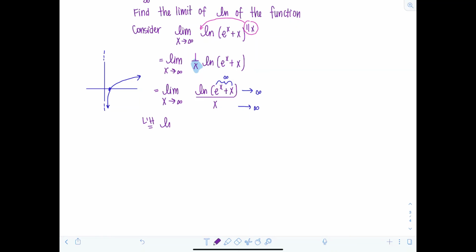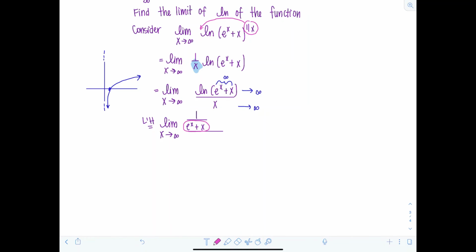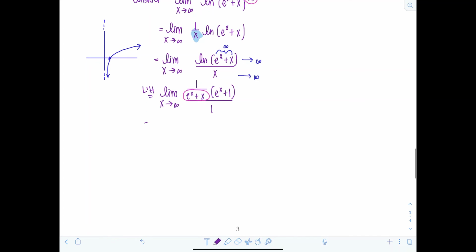And then I'm going to write the limit as x approaches infinity. Now, the derivative of the natural log of e to the x plus x is always 1 over whatever the quantity is there, so 1 over e to the x plus x. And then by the chain rule, I need to multiply by the derivative of e to the x plus x. Well, the derivative of e to the x is just e to the x, and the derivative of x is 1. All right, the numerator is done. Now I need to take the derivative of the denominator. Well, the derivative of x is just 1. So we're done.